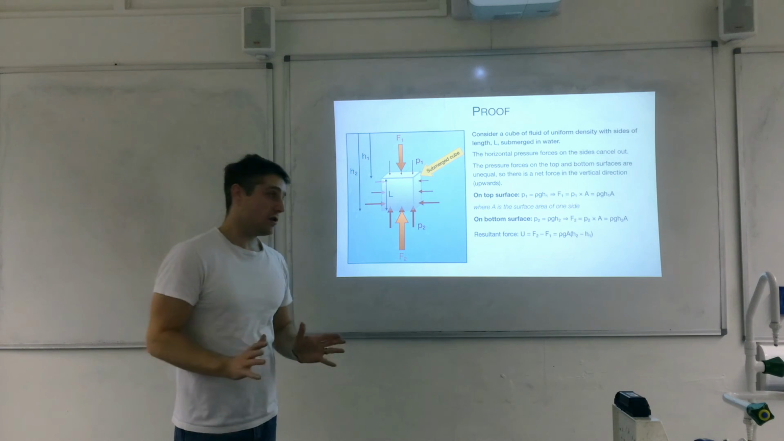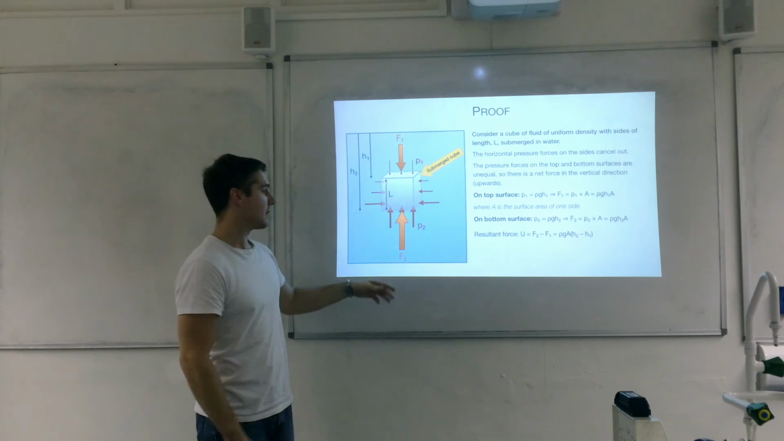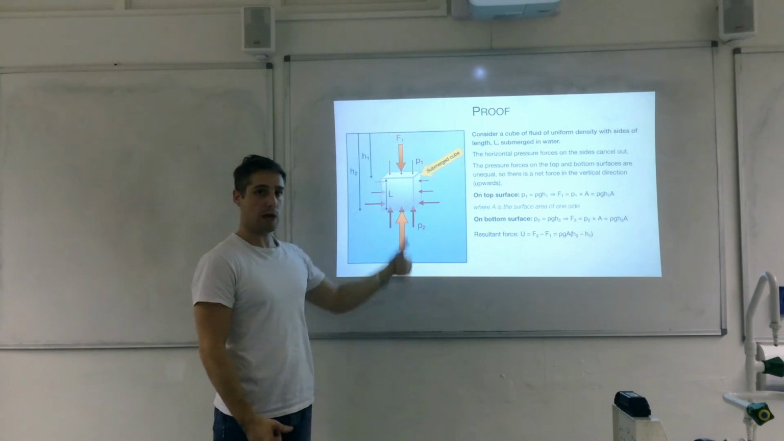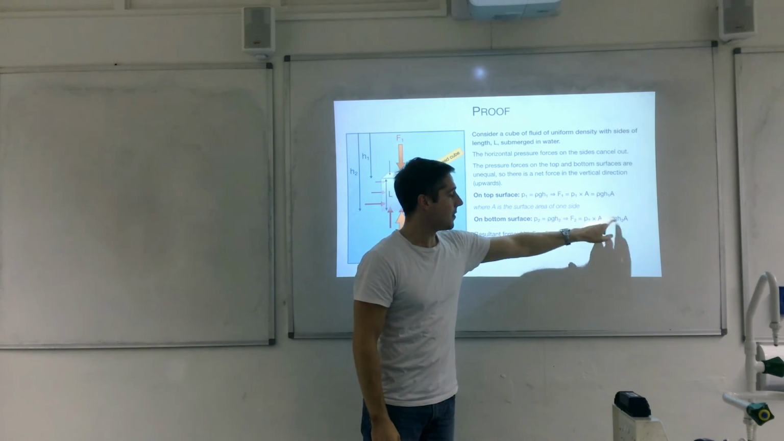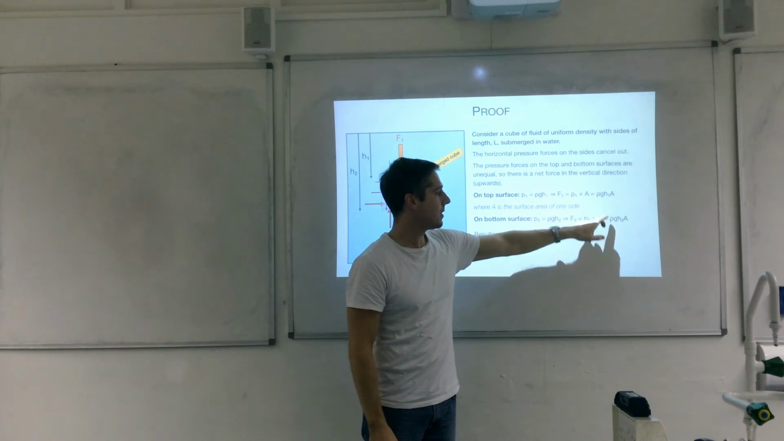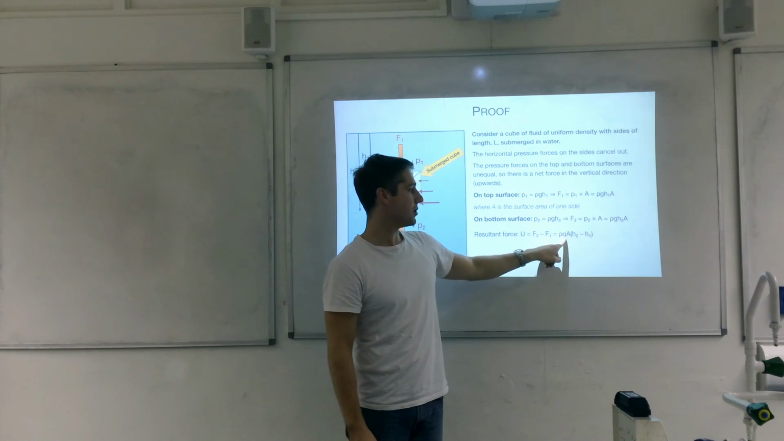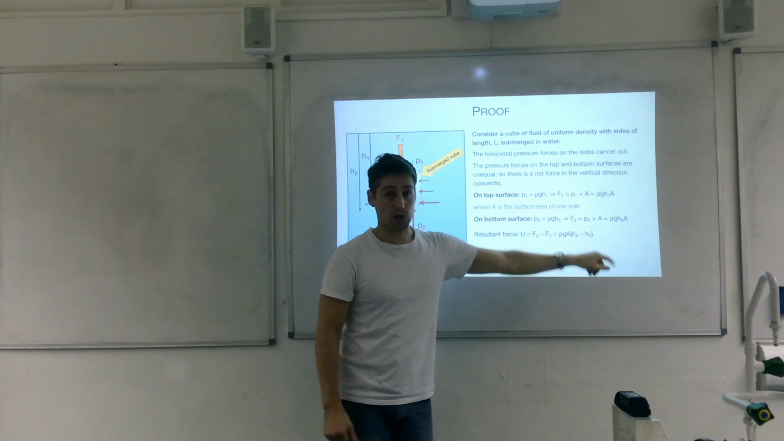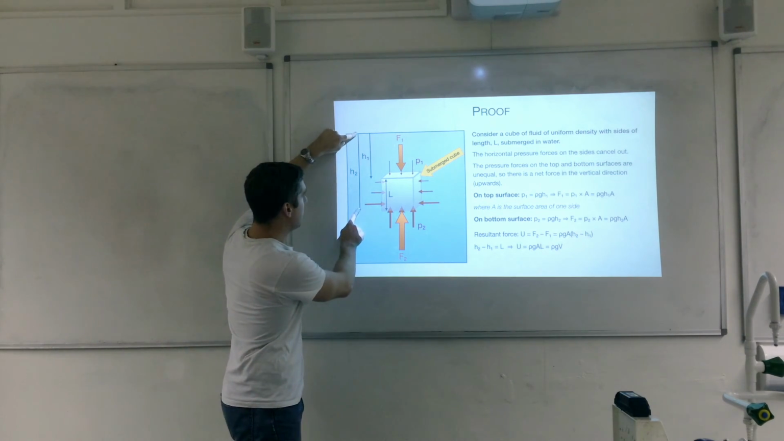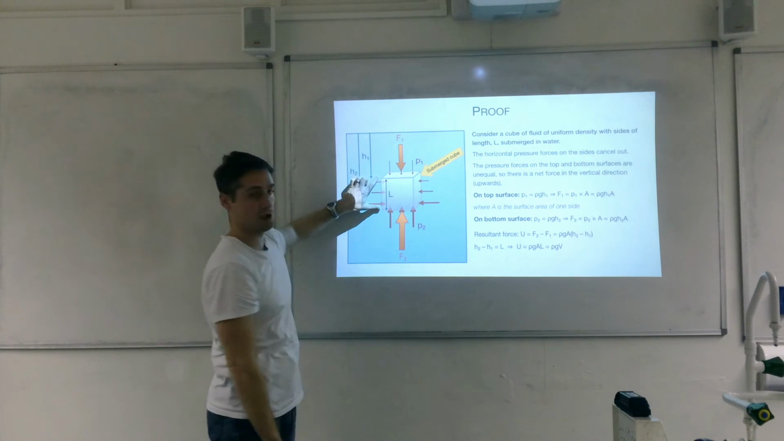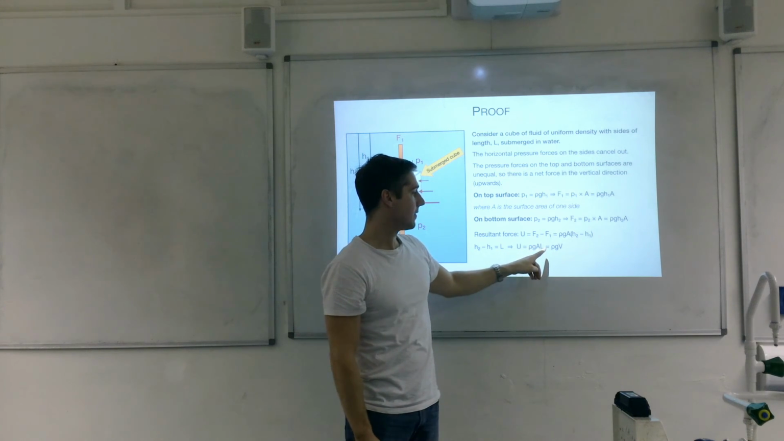The resultant force is the upthrust, so U is F2 minus F1. I've taken upwards as positive because I know that F2 is larger than F1 and U will act upwards, so I've taken that direction as positive. If I take this away from this, so it's rho gH2A minus rho gH1A, then I get this, rho gA multiplied by H2 minus H1. H2 minus H1, that length minus that length just leaves me with this, which is equal to L. So U then is equal to rho gA times L.